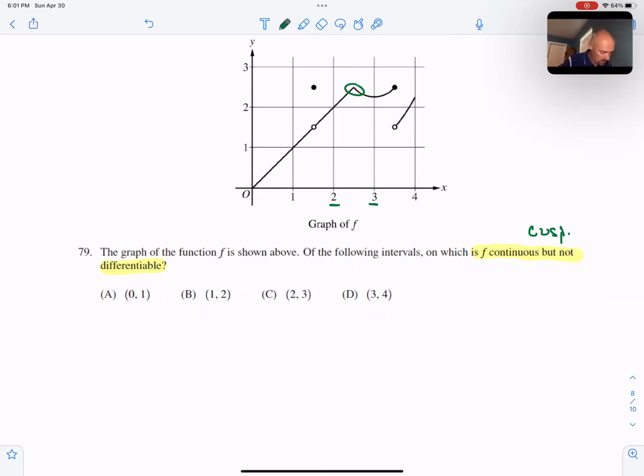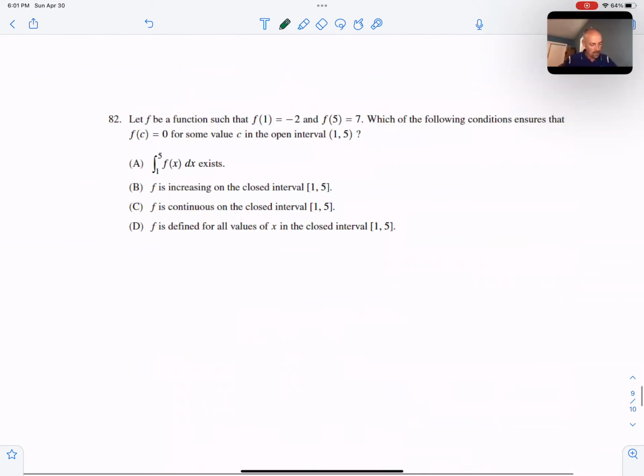Looks like 2 to 3. Boom, right there. Okay. That one there. Check it out. It's a calculator problem too. I have no idea. Calculator obviously isn't going to help you on that one. Okay. Moving on, moving on.